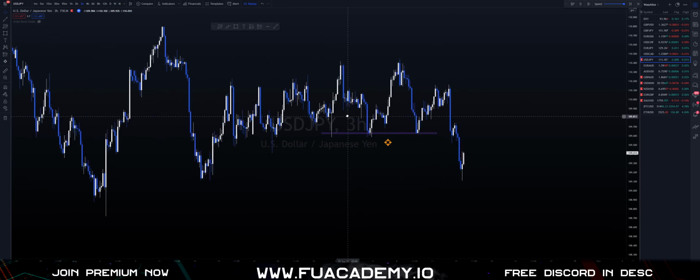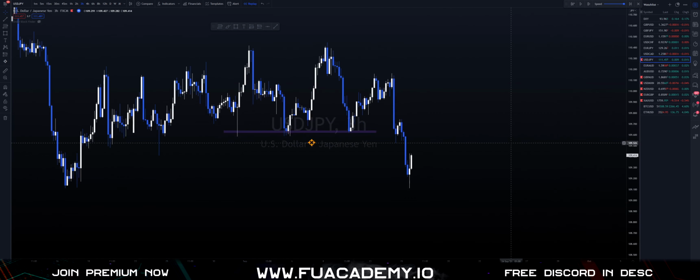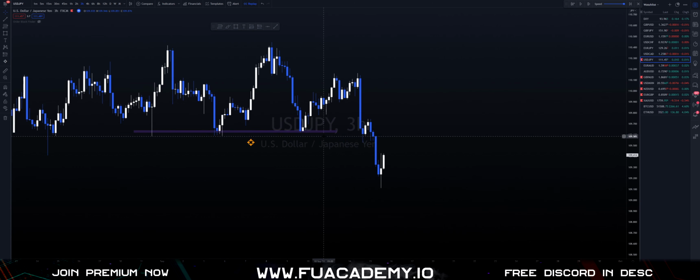Once I do this, now I can confirm that I went from just a normal consolidation and broke structure to the downside. Now what I look for is a pullback up, and then I look to sell. There are two areas that I could potentially sell from here.